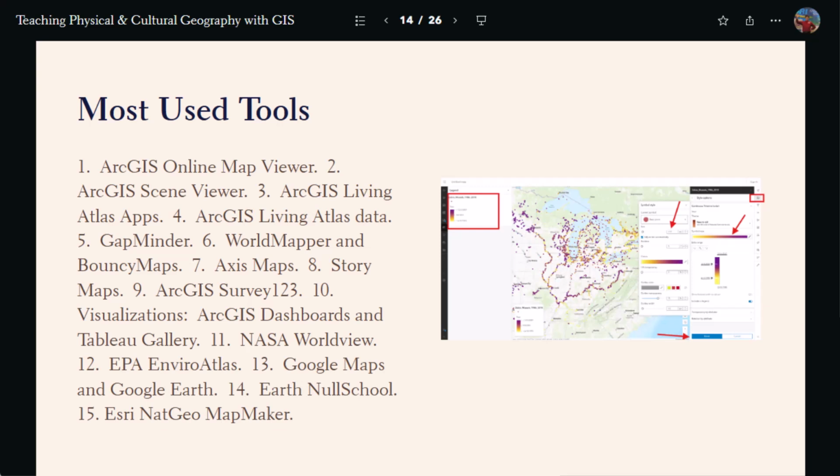I use these not because they are the flashiest, but because, number one, they adhere to and support course and learning objectives across multiple disciplines. Number two, they will be there in the future. Number three, they offer analytical capabilities.